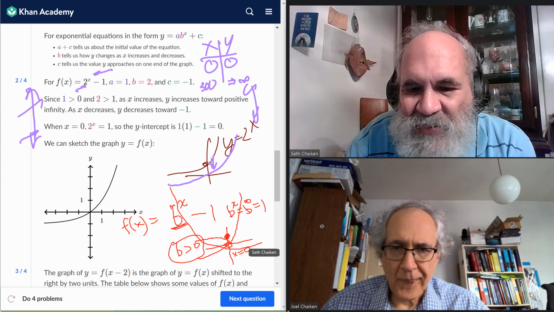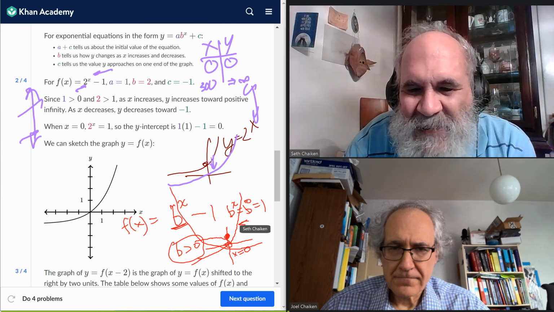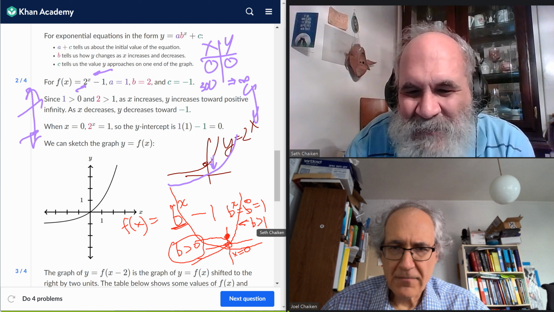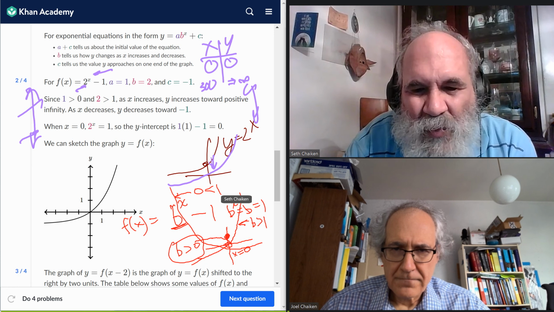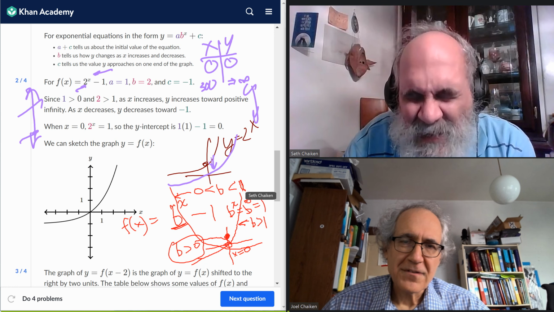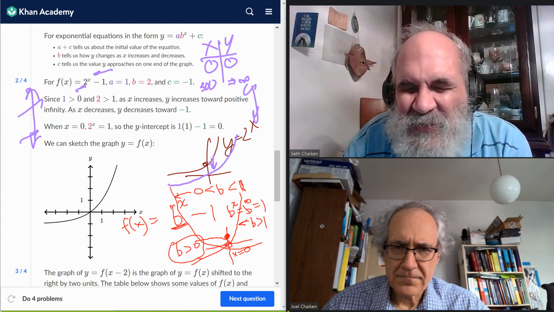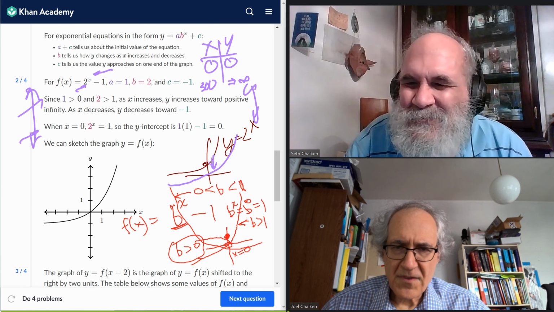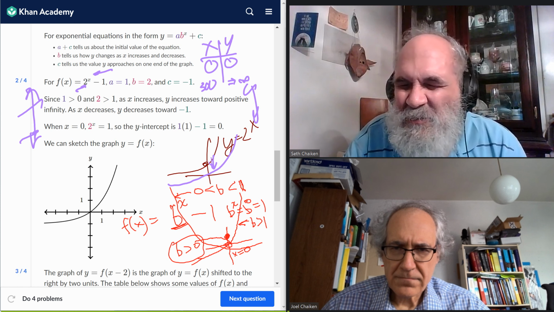In both cases, it looks like this when b is greater than 1. And it looks like this when b is greater than 0 and less than 1. So in other words, a normal looking fraction. Normal. If b is negative, this gives us problems when x is negative. We get complex values if b is negative.